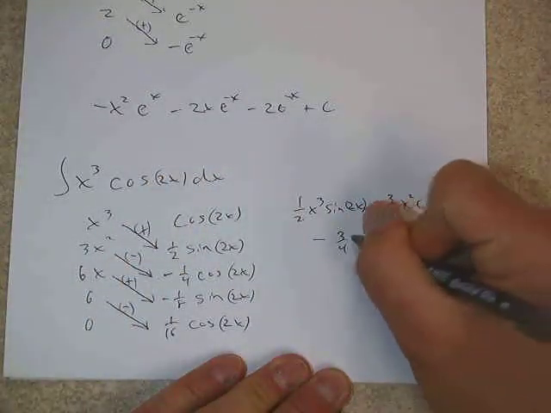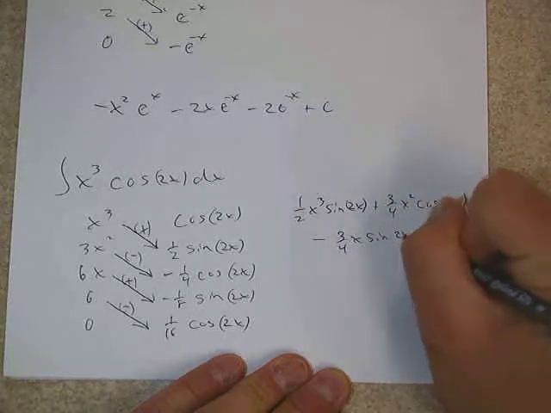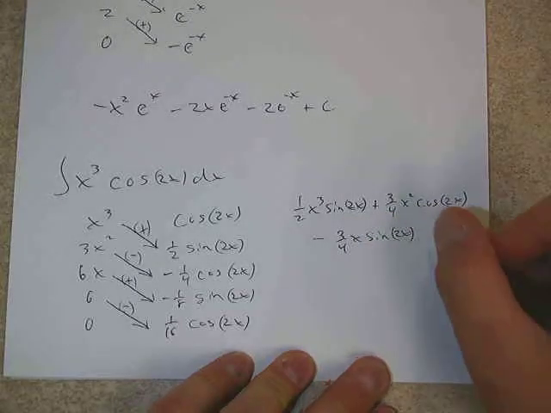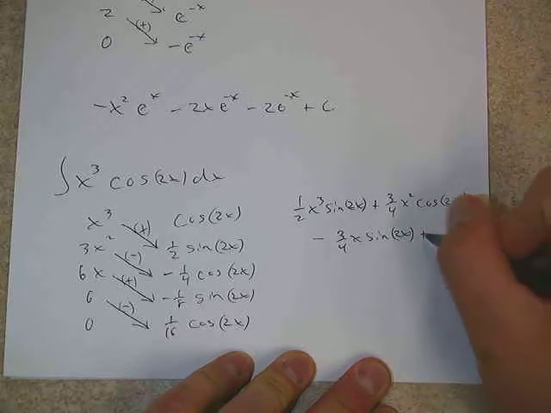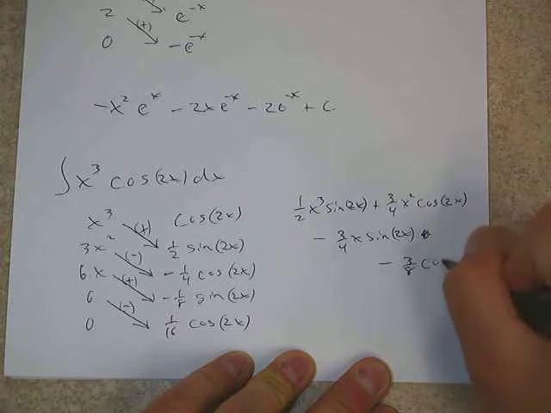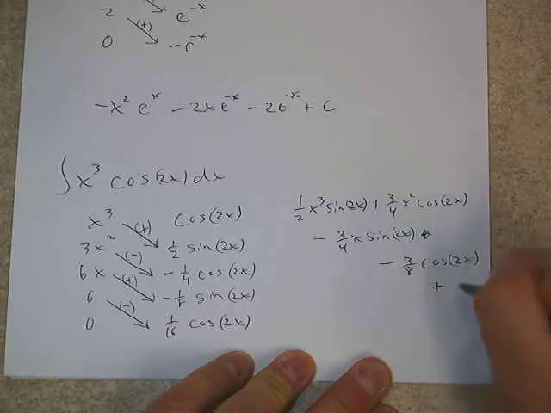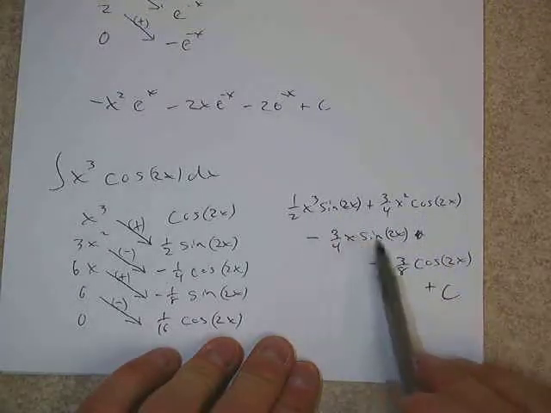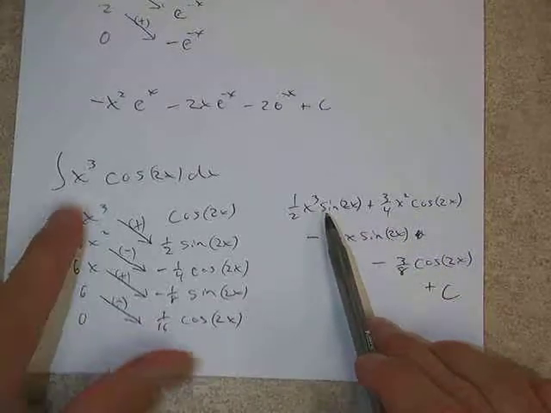And then here we have a plus here, but a minus here, so it would be minus 6/8 here. It would be 3/4 again, x sine 2x. And then the last term we have a minus sign, and we have 6/16, that would be 3/8. So we'd have, not a plus sign, but a minus sign, would be minus 3/8 cosine 2x. And of course we end it all with a plus c.